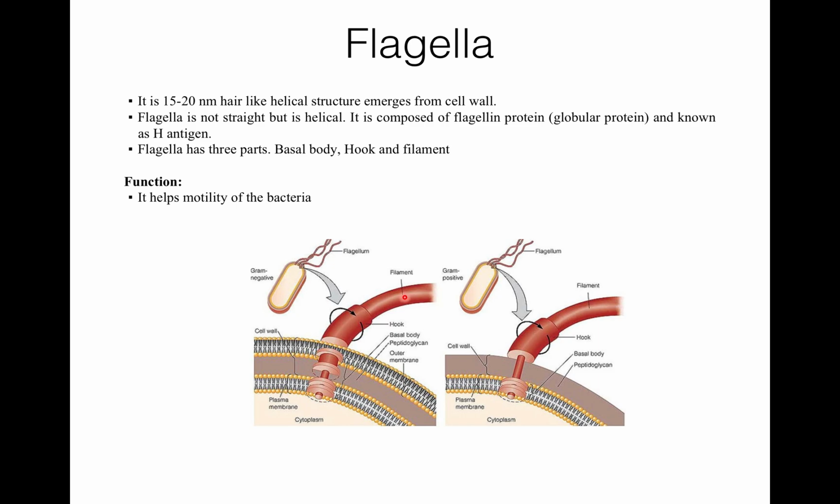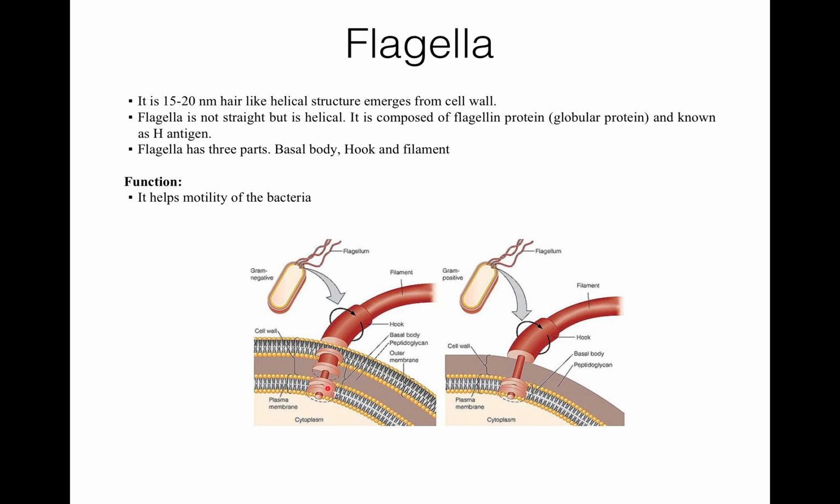Now, after filament, hook. This is hook. It is also same in both the bacteria. Filament is inserted deeply into tubular hook. The hook is attached to the cell wall with the help of basal body. Now, the hook is attached to the basal body, which is present below the cell wall, and basal body is the most complex part of flagella.